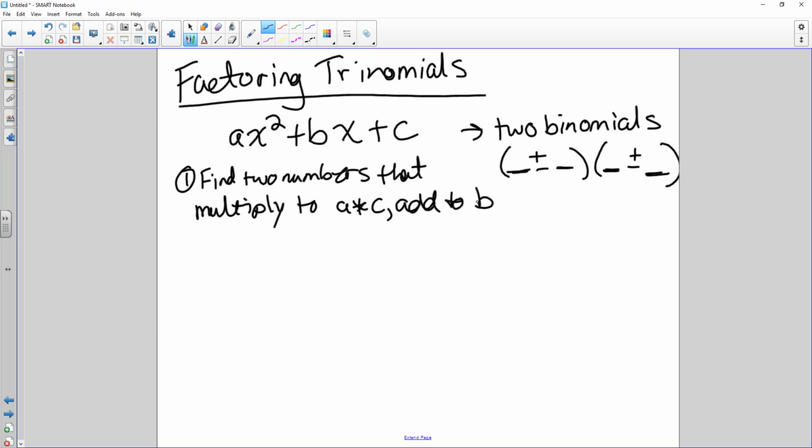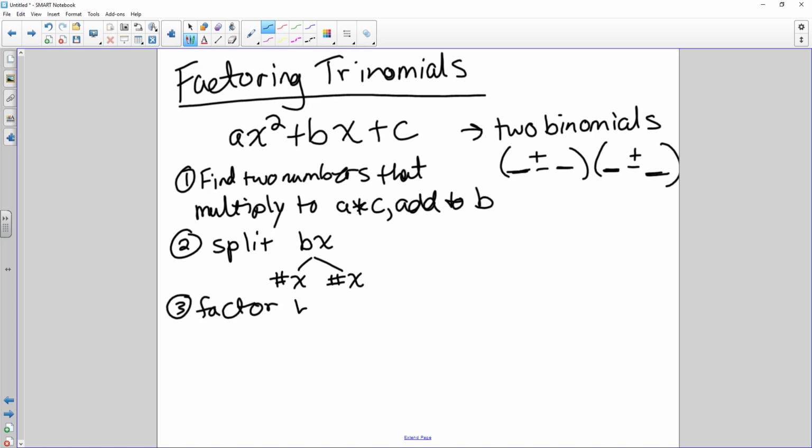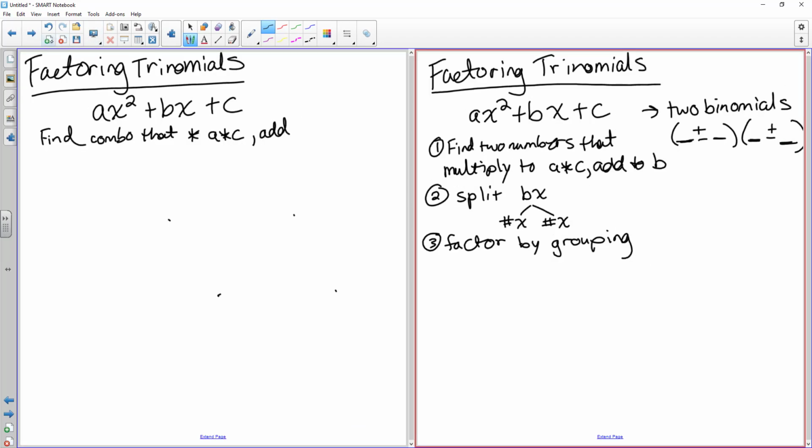So when we find those two numbers, we then use these to split bx into these two numbers. Whatever number the first one is, x, whatever number the second one is, x, and then we factor by grouping to get our two binomials. Okay, I'll keep that up as a reference.